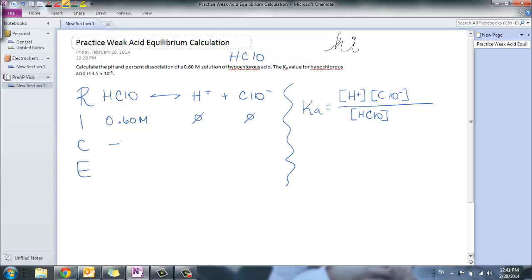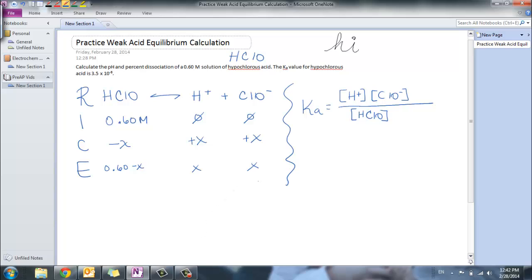So all we can do for the changes line is say that we're going to lose some of our acid, some of it's going to dissociate. For every X number of molecules that dissociate, we're going to get that same number of hydrogen and hypochlorite formed. So we just have minus X on the reactant side and plus X on the product side. So now the initial plus the change gives us the equilibrium value. So it's 0.6 minus X for the original acid. And the two ions started at 0, so they're both just X.